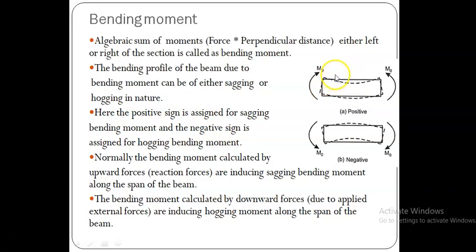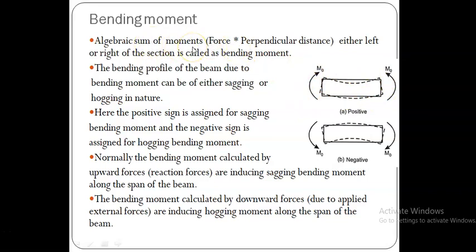So the moment can be calculated with respect to any section. Suppose here I want to know the bending moment, so I just make the algebraic sum of the moments of either the left side of this section, or I just make the algebraic sum of the right side of this section. So we just make the algebraic sum of moments either left or right of this section. That one is called the bending moment.